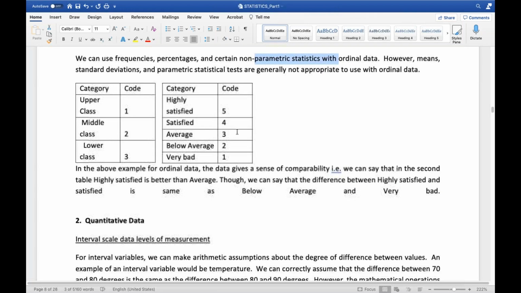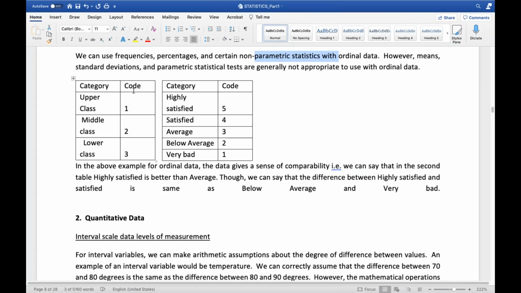Let's see. This is the category and this is the code. Upper class is 1, middle class is 2, lower class is 3. So there is some order, or not? For feedback, for example: very bad is 1, below average is 2, average is 3, satisfied is 4, highly satisfied is 5.